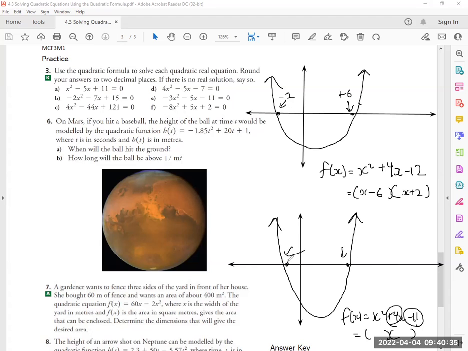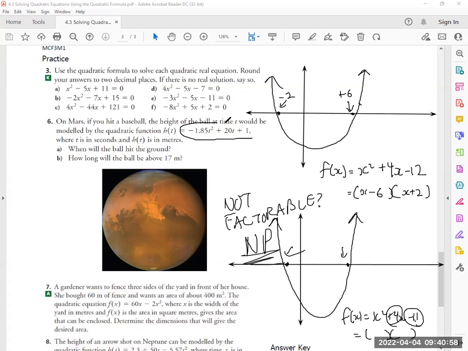The quadratic formula will help you find these numbers even if it's not factorable. So in other words, not factorable, that's okay. No problem at all. You can still find those x-intercepts.